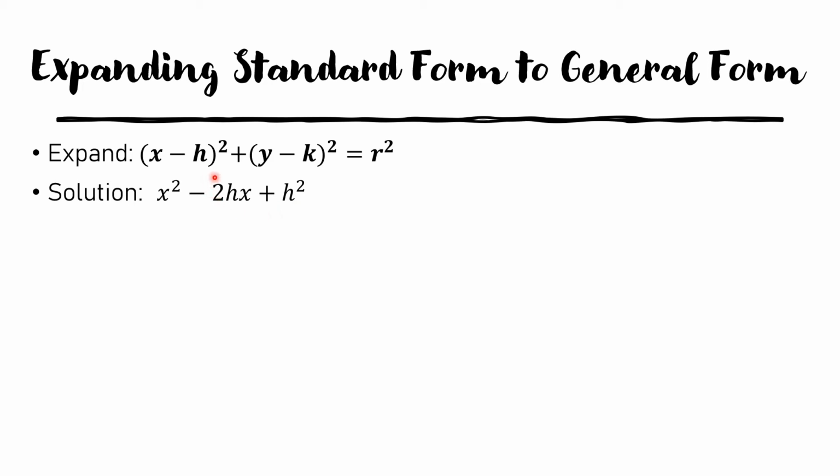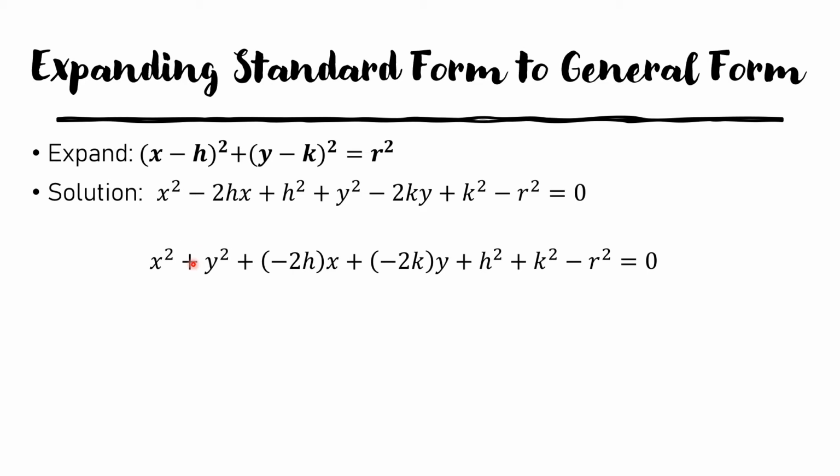So, sunod naman, expand naman natin yung y minus k quantity squared. So, squared mo muna yung y, that is y squared. Then, times 2 natin yung product ni y and k, that is negative 2ky. Then, squared mo yung k, that is k squared. And of course, yung r squared, lipat lang natin sa left side, magiging negative r squared. And equate natin siya sa 0. To make it simpler, ayusin natin yung ating equation. Unahin natin yung x squared and y squared. Tapos, i-isolate natin yung negative 2h at saka negative 2k. Yung h squared, k squared, saka r squared, ilagay mo na lang siya sa bandang dulo.